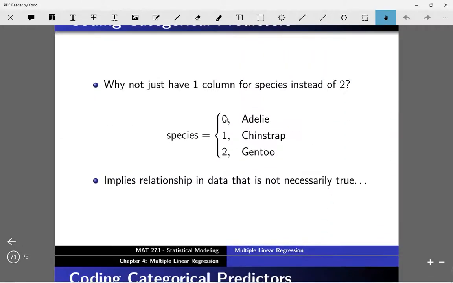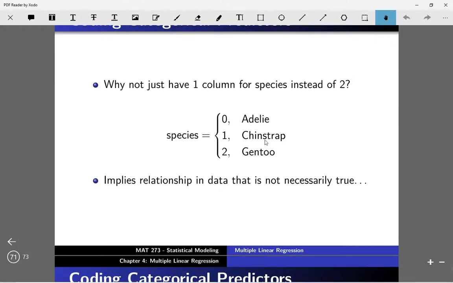So if you were to code it in this way, what would happen is that you're assuming the effect of being a Gentoo penguin compared to being a chinstrap penguin, the difference between those is 1. You're assuming the difference between those two species is exactly the same as the difference between the Adelie and chinstrap species, because their difference is also 1. 1 minus 0 is 1. 2 minus 1 is 1. So you're assuming this distance between them is exactly the same, for the three different species.